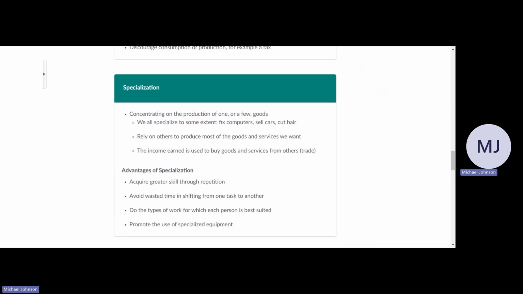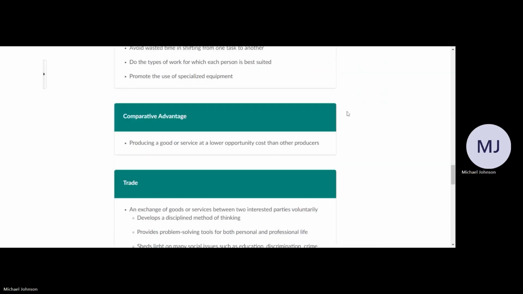Advantages of specialization: acquire greater skill through repetition, avoid wasted time shifting from one task to another, do the types of work for which each person is best suited, and promote the use of specialized equipment. So you can specialize in one thing and trade with another person that specializes in another thing. And that's a lot more efficient than trying to do everything on your own.